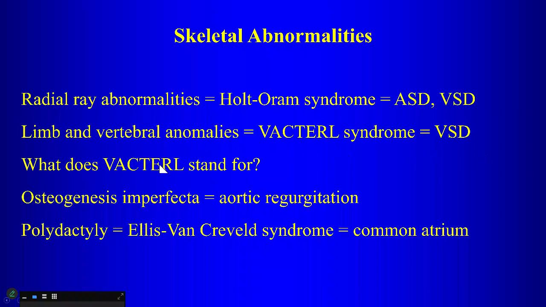Of course, those letters, what do they stand for? Vertebral, right? Anal atresia, right? Cardiac. Yep. T-E fistulas. Renal. Limb, right. Osteogenesis imperfecta can be associated with aortic regurgitation. Polydactyly can be associated with Ellis-van Creveld syndrome, which is associated with common atrium.